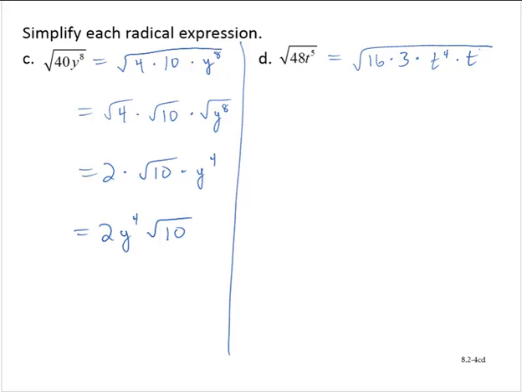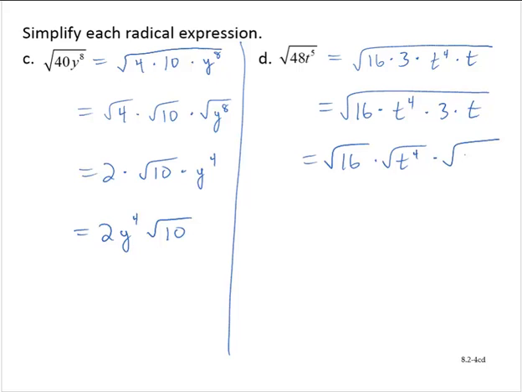Alright, so now I'm going to rearrange this so that the things that are squares are going to be first. So I'll rearrange this as the square root of 16 times t to the fourth times 3 times t. And now I'm going to break this up as the square root of 16 times the square root of t to the fourth. Now I know I'm not going to be able to break up the 3 and the t, so I'm going to leave those alone as a single radical, 3t. And so now I have 4t squared times the square root of 3t.